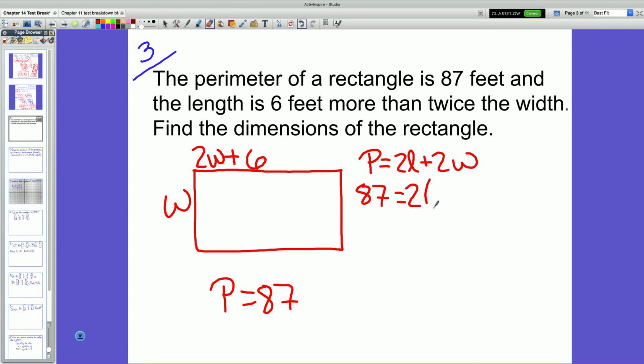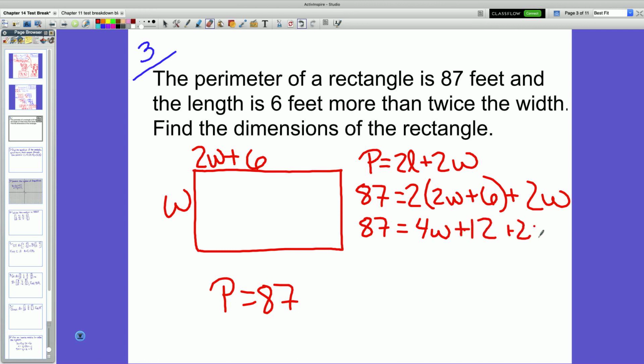2L is 2 times 2W plus 6. 2W is just 2W in this case, because W is W. All right, distribute. So this would be 4W plus 12 plus 2W. Combine like terms. I'm going to subtract 12 at the same time because y'all are geniuses.